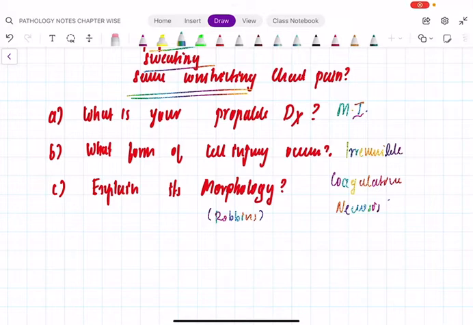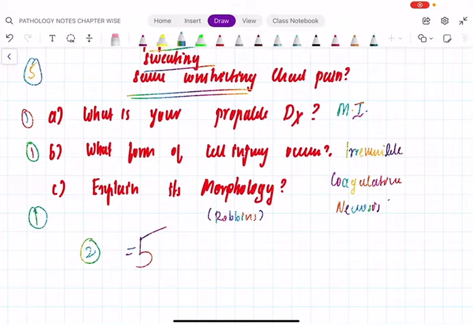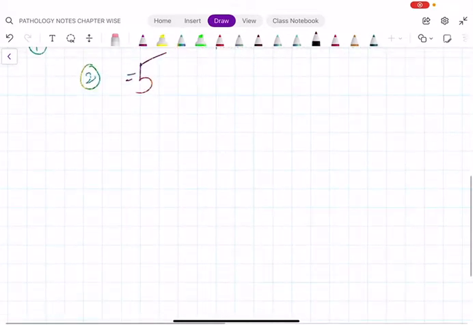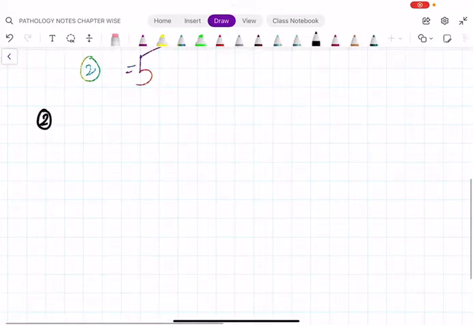So, suppose the complete question is 5 marks. For your diagnosis, 1 mark. For the second question, 1 mark. And to identify it as coagulative necrosis, it is 1 mark. And to write morphology, 2 marks. 2, 3, 4, 5. Total, you will get 5 marks. Let us come to the second question.